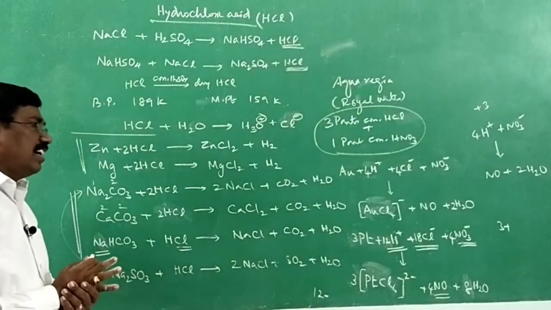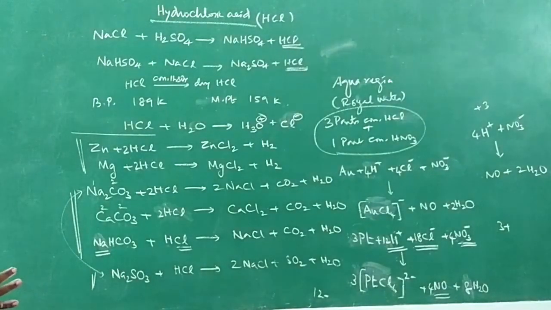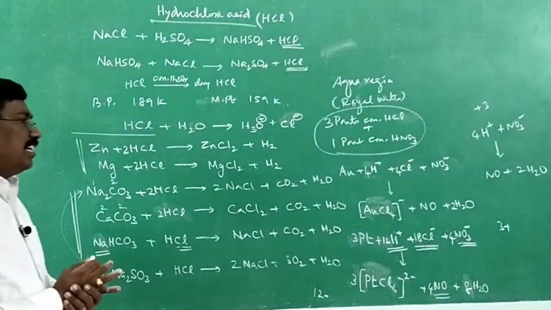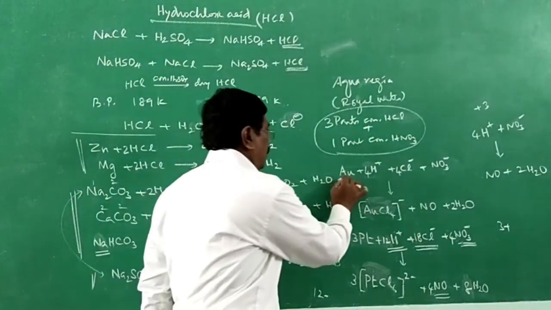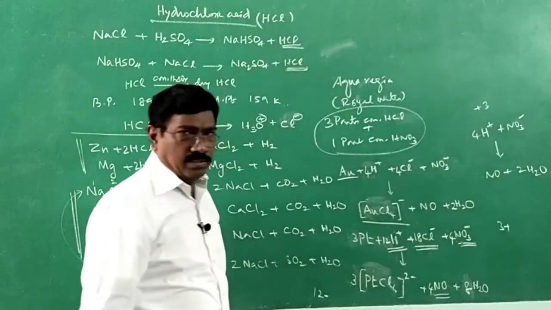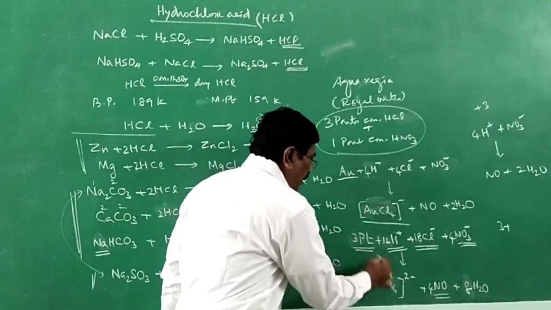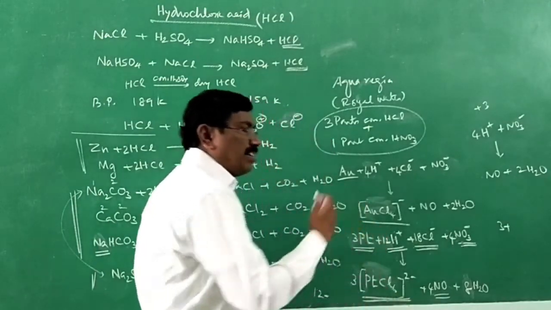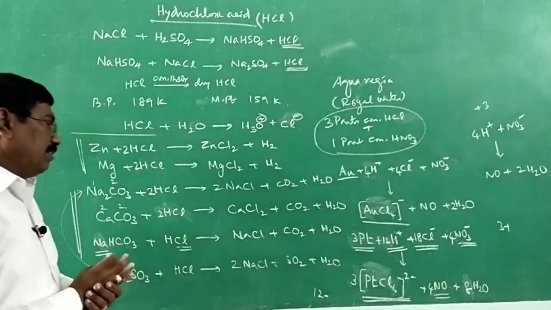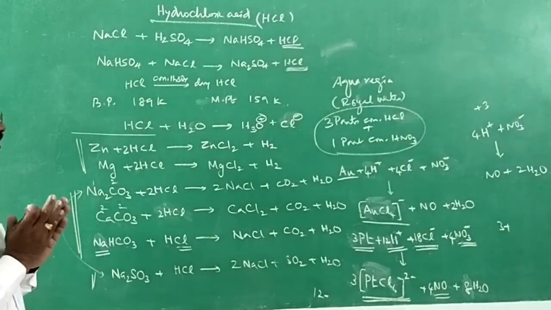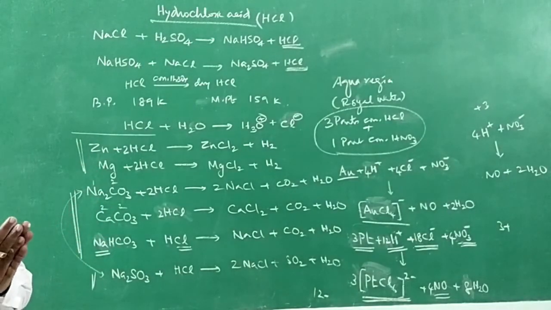and 1 part of concentrated nitric acid. When aqua regia is made to react with gold, it gives AuCl4 minus, maybe chloroauric acid. Platinum will give chloroplatinic acid, PtCl6 2 minus; the ionic equation alone we have given. So that is about the important reactions of hydrochloric acid.